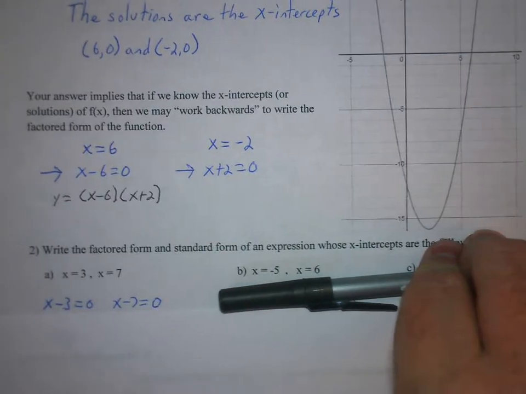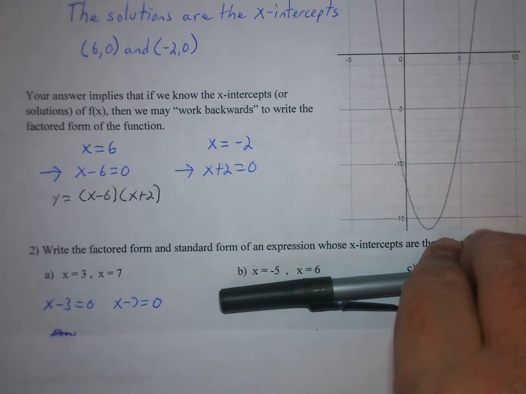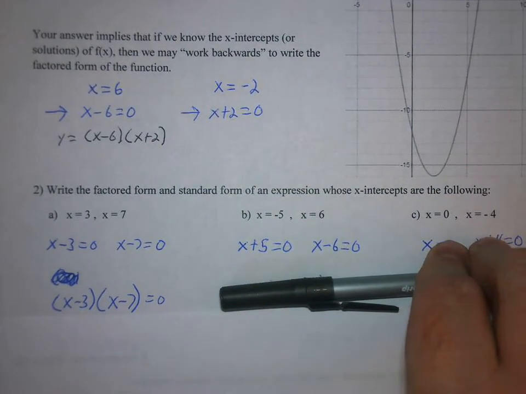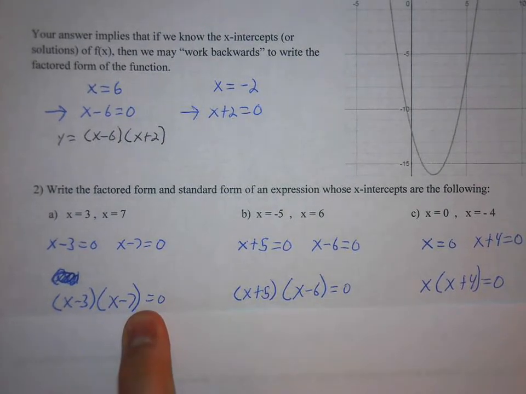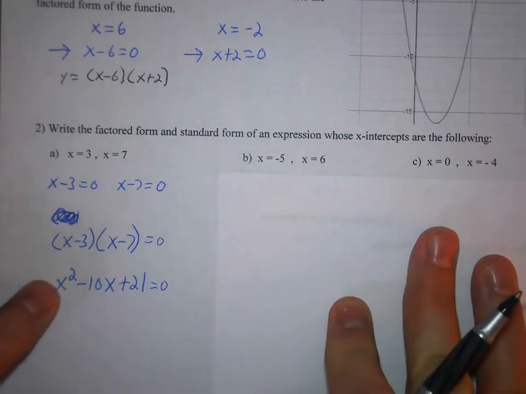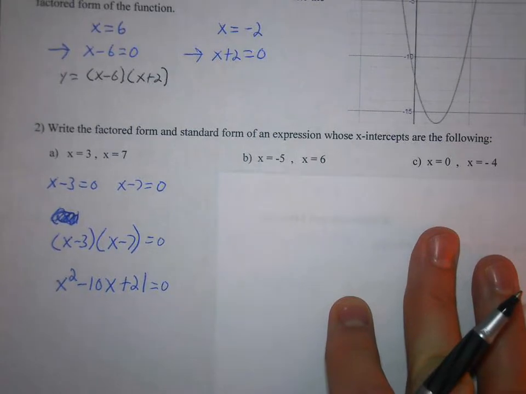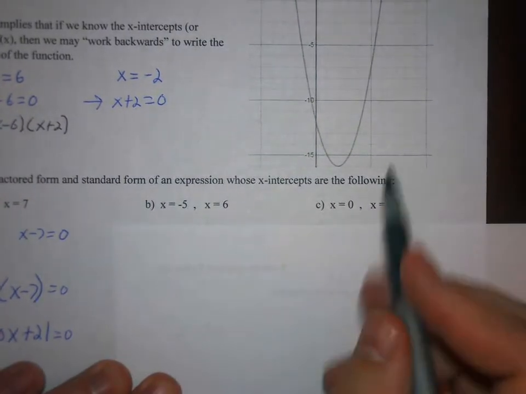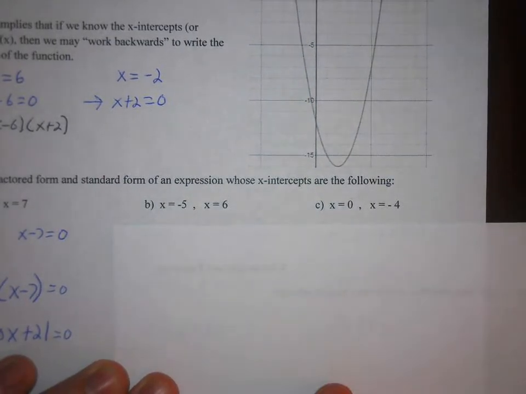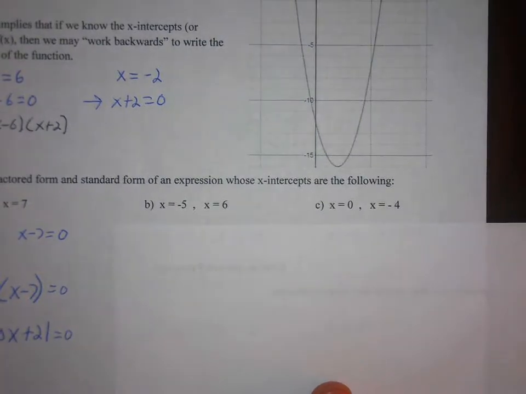That tells us that the step before that would have been the factors x minus 3 and x minus 7. So that would be the factored form. And then the standard form, if you FOIL that out, you get x squared minus 10x plus 21. So that would be the standard form of that equation. If you try the next two, I'll point out that the one with x equals 0 is a little bit trickier, but I think you can handle it. So I'll pause the video, you try those, and I'll put the answers up.